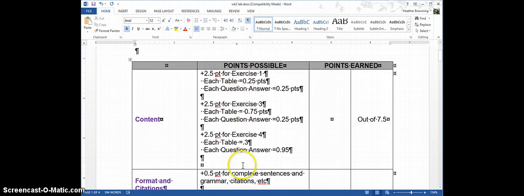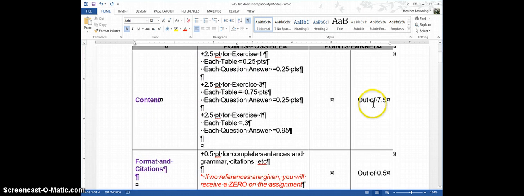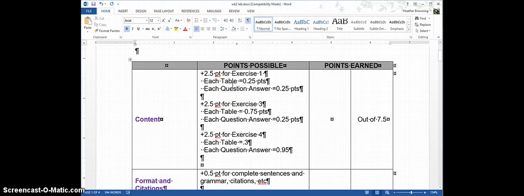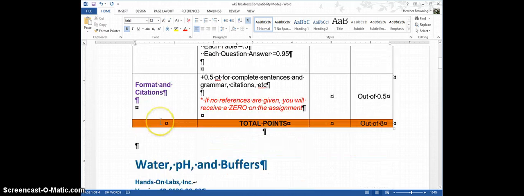So anyways, here's our week 2 rubric for the lab. You see there's 3 exercises. They're going to each be worth 2.25. It's out of 7.5, and then 0.5 for the format. Again, you're going to have some references. Each table in exercise 1 is worth a quarter point. Each question answer is a quarter point. 0.75 for the tables in exercise 3, and 0.25 for the answers. Exercise 4, I must have had a really heavy answer, because 0.95 and 0.3 for that table.